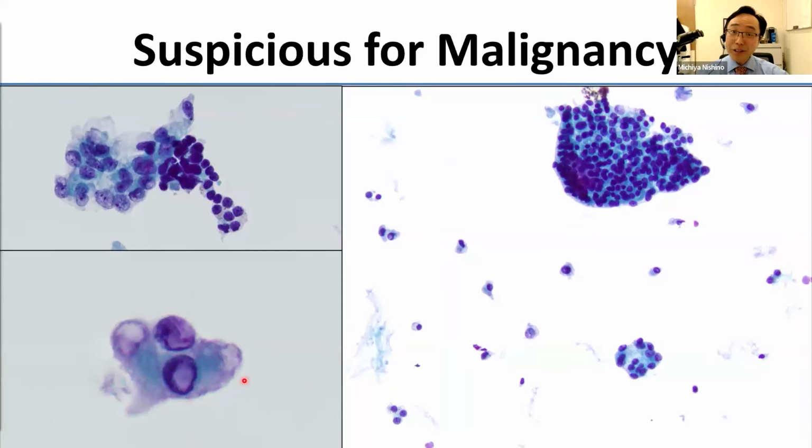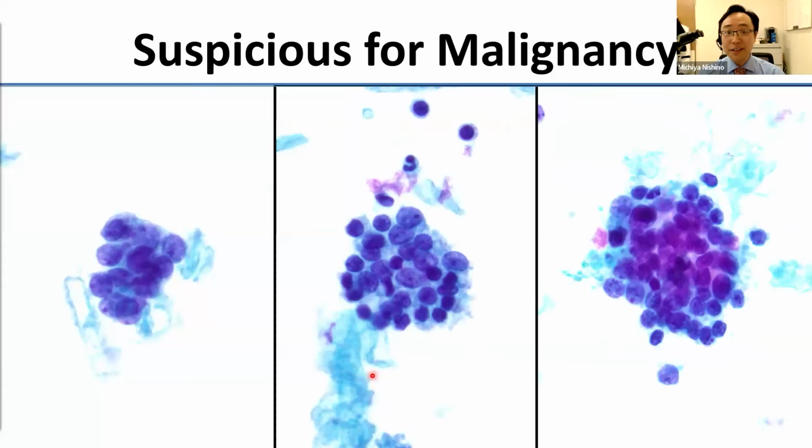But this marked atypia is present only in a subset or a small number of cells in an otherwise pretty benign appearing background. The focality of the atypia would hold me back from calling this outright malignant, so I would classify such cases as suspicious for malignancy instead.